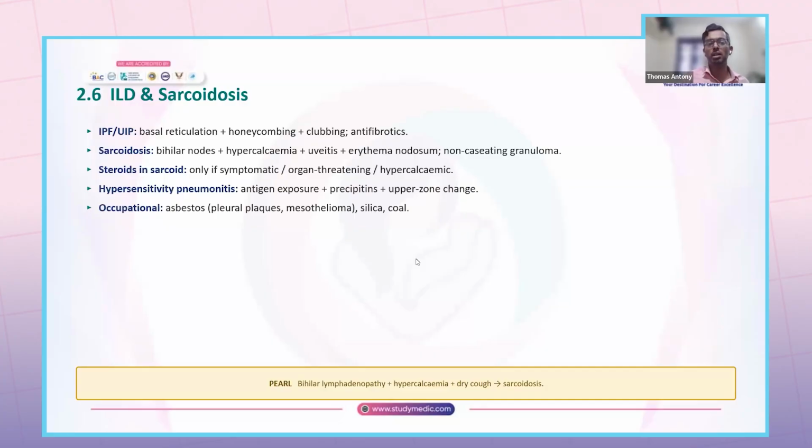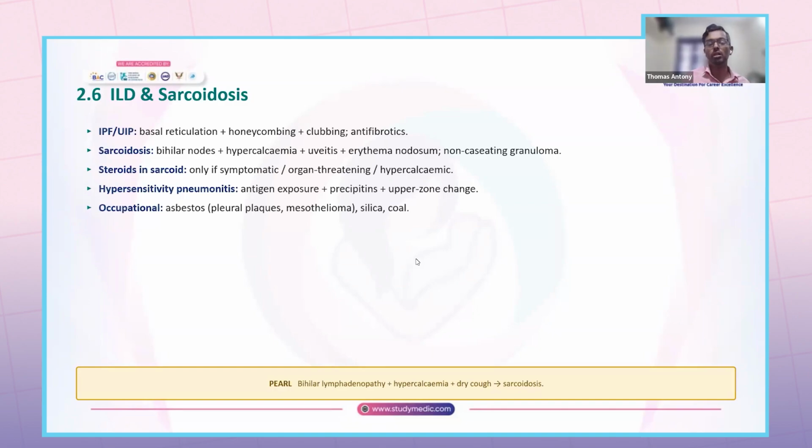If you assess the patient clinically, the patient will have clubbing. There will be exertional dyspnea and dry cough. If you get a CT, which is almost always diagnostic, you have bibasal involvement along with reticulations and honeycombing. Okay, so what is the treatment of choice?